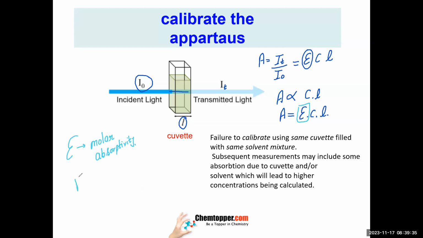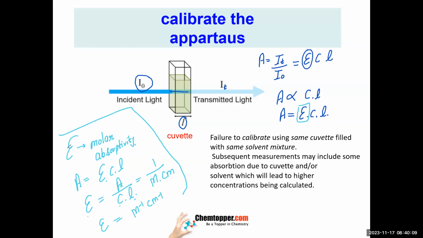So what do you have to do? Absorbance is epsilon, molar absorptivity, times C times L. So what is epsilon? Isn't it absorbance over C times L? What are the units of absorbance, children? No units. One. What are the units of concentration? Molar. Length, centimeter. So what are the units of molar absorptivity? Per molar per centimeter. Naisha, you're there? Write it down, Naisha.